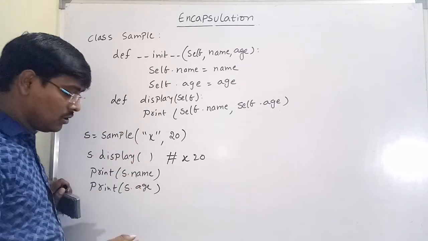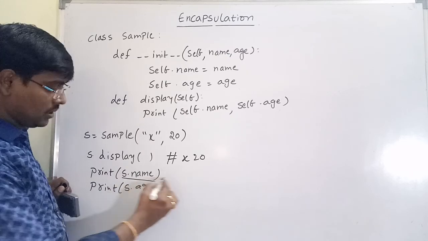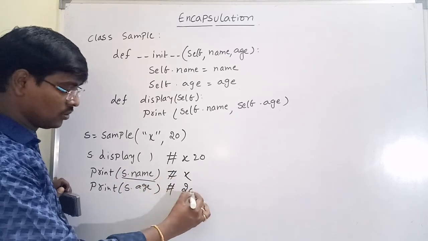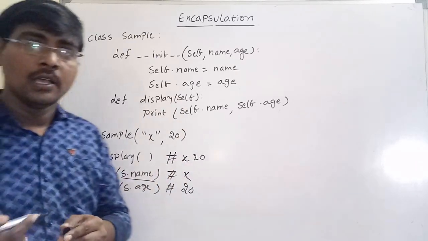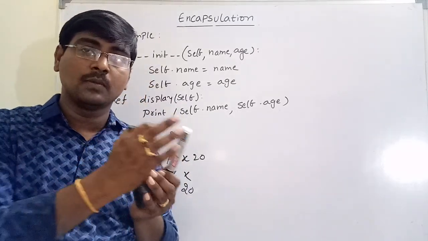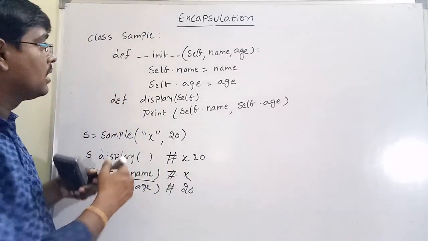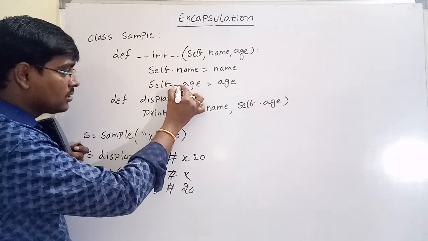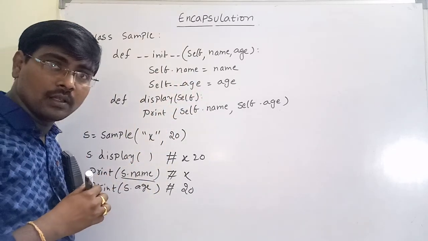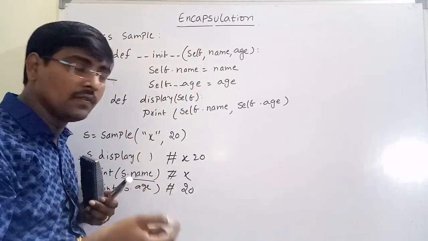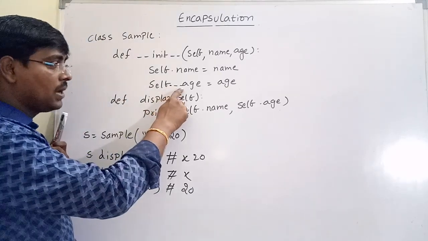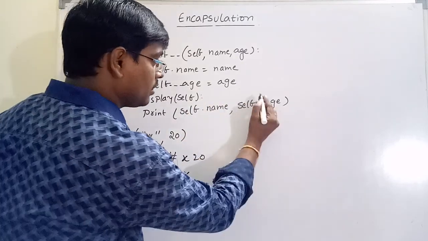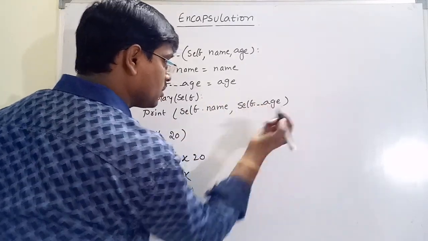Suppose I want to check individually s dot name, it prints x. s dot age prints 20. So the program is perfect. If you want to provide encapsulation, that means restricted access, suppose we make the variable age a private variable. That is, the variable is prefixed with double underscore. That is the private variable. Double underscore age is equal to age. Self dot name, self dot double underscore age.